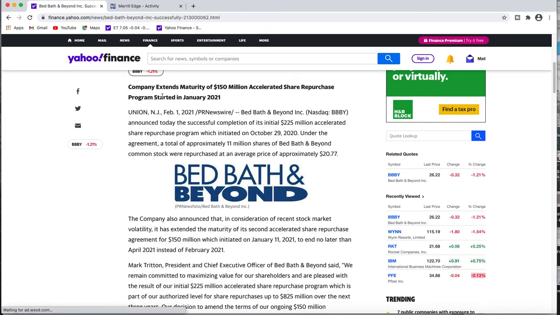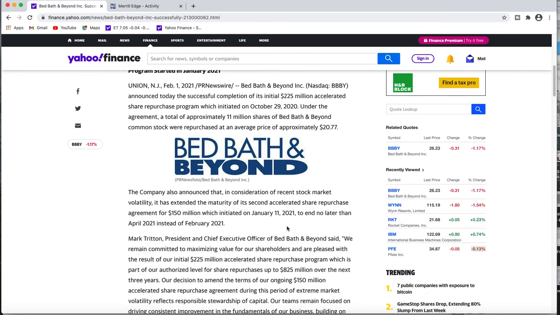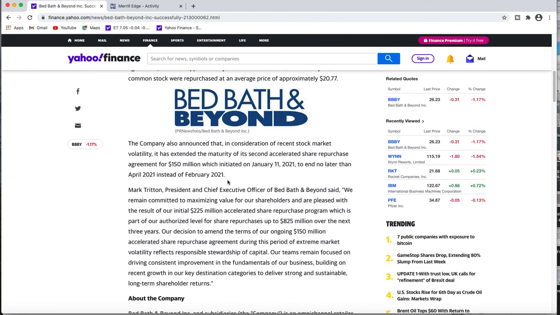All right. They extended the maturity of the $150 million accelerated share repurchase program started in January 2021. The reason why they extended it to no later than April 21 instead of February 21 is that the share price went up too high because they were pumping the stock up. And because of that, they couldn't buy back the whole $150 million worth of shares.